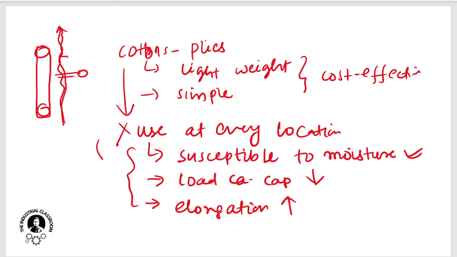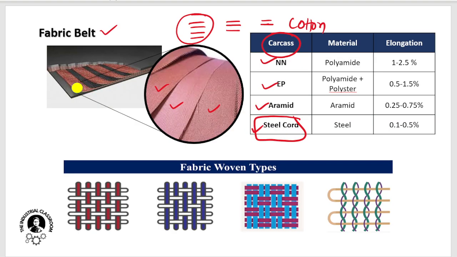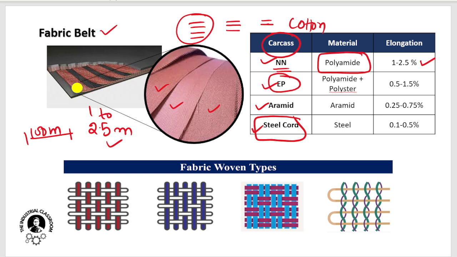But in various locations, especially in V belts, we may find it. In machine shops, we may also find it. Now the carcass material may be NN, or the nylon type, which is the polyamide type, and it elongates 1 to 2.5%. That is, for a 100 meter belt, we can find an elongation of 2.5 meters. You can see that it is a huge elongation, right? 1 to 2.5. Next, to improve on it, we have the EP belts.